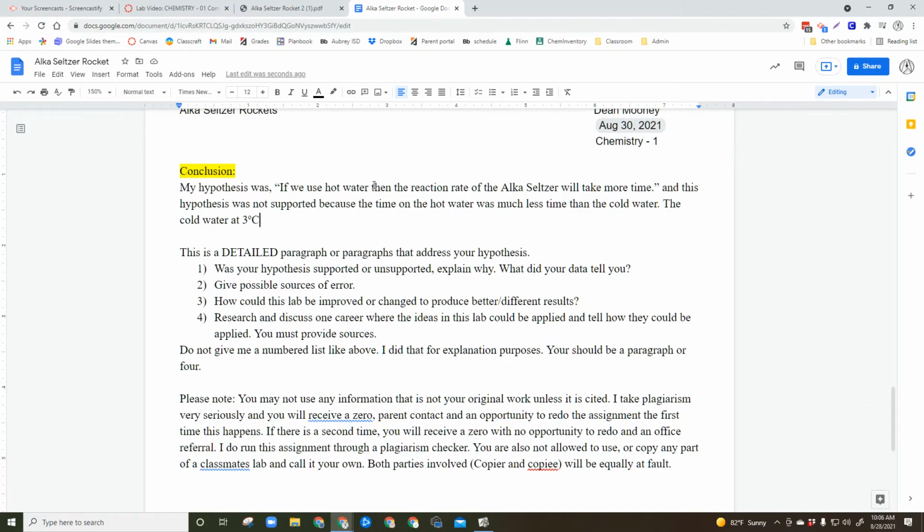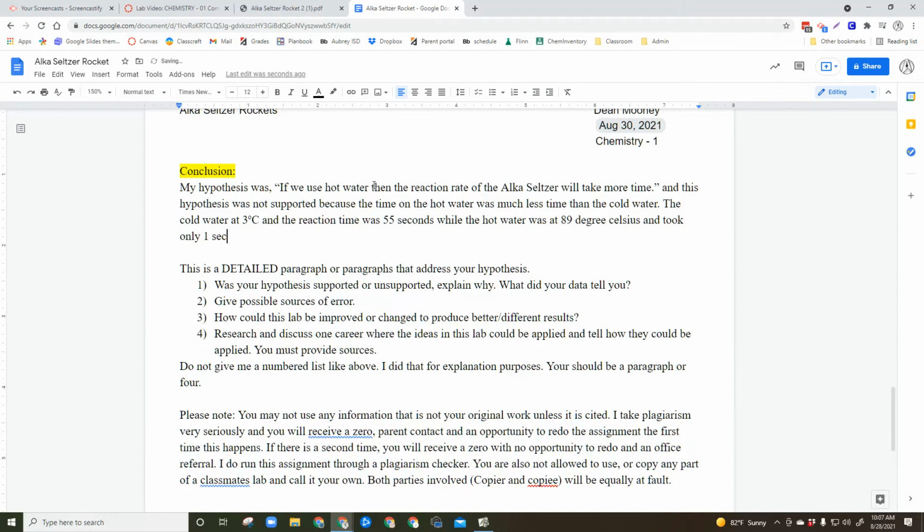All right, so the cold water is 3 degrees Celsius, and the reaction time was 55 seconds, while the hot water was at 89 degrees Celsius and took only 1 second reaction time. All right, so there I supplied whether my hypothesis was supported or unsupported, and I explained why.